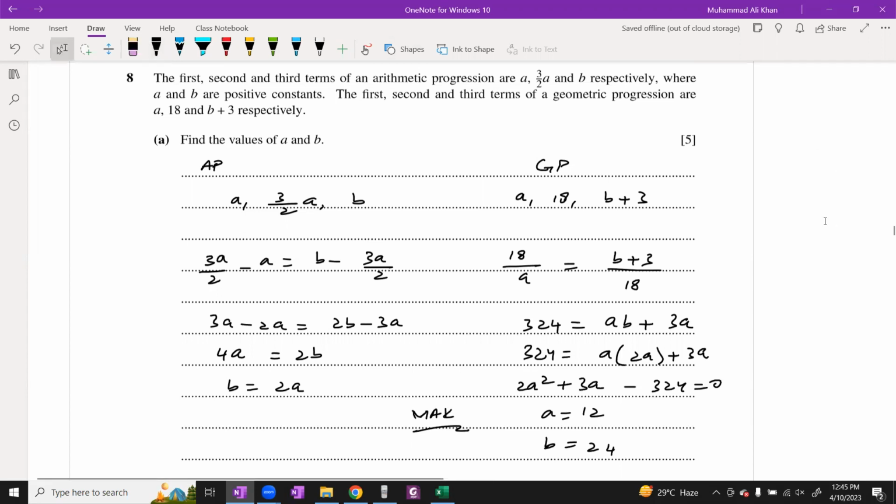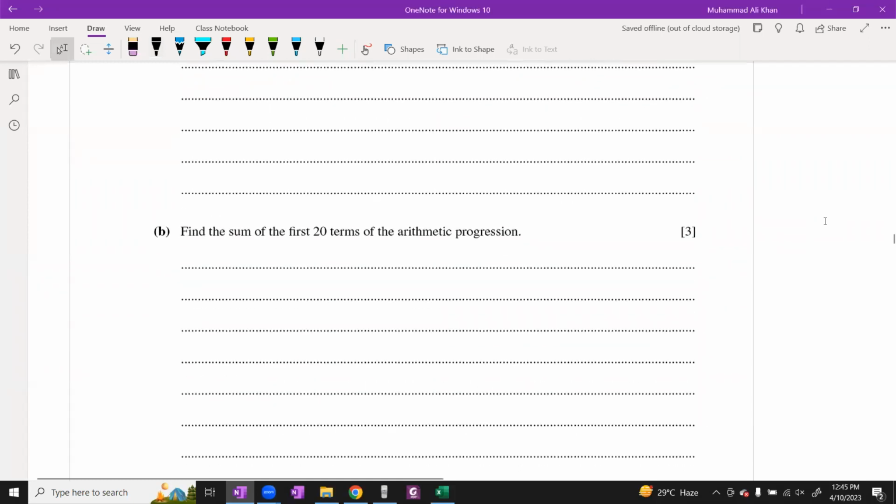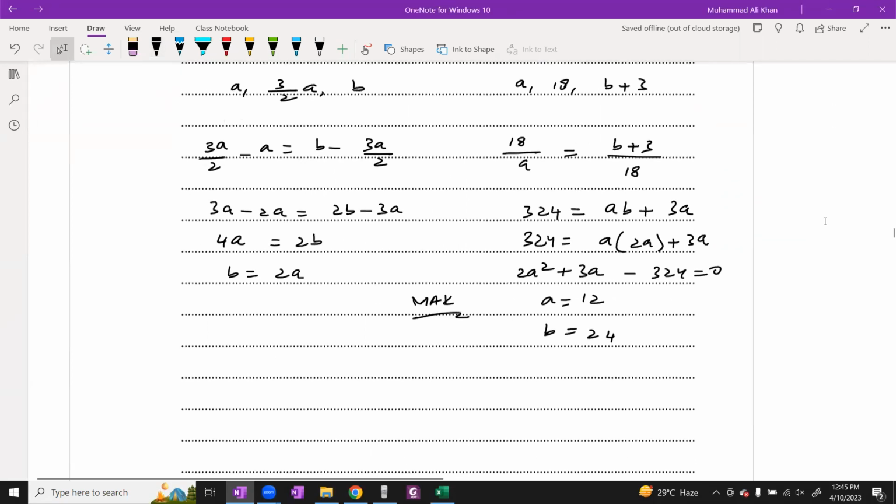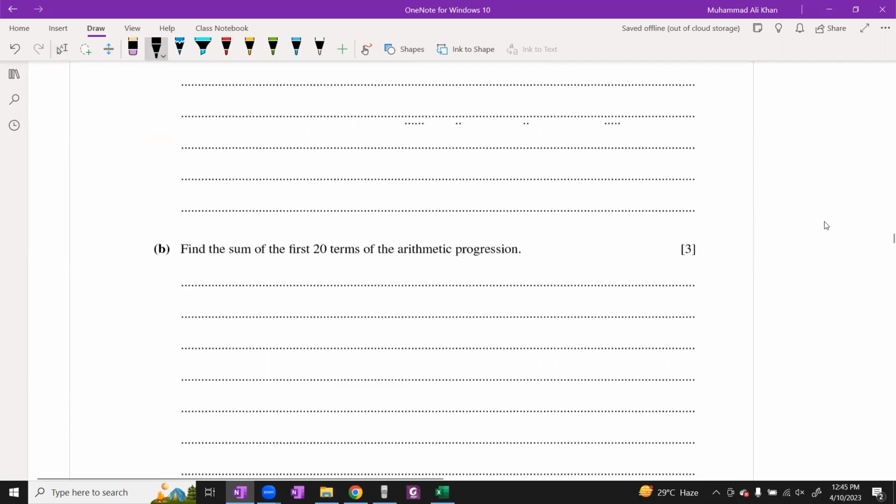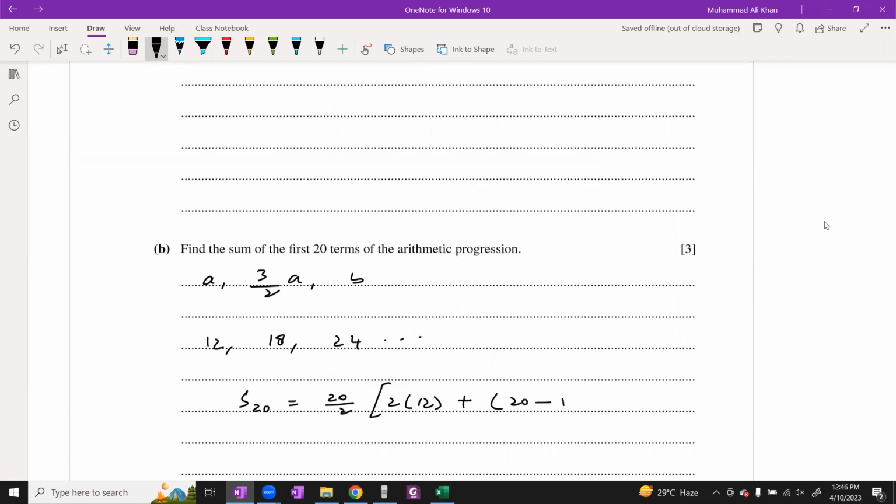Now, in the B part, this is part A. Part B is find the sum of the first 20 term of arithmetic progression. Arithmetic progression hai kya? a, 3/2 a, b. a की वैल्यू है 12, so it will be 12, 18, b is 24 and so on. Sum of the first 20 terms by using sum formula, Sn = n/2 (2a + (n - 1)d), common difference is 6. By using this formula, हम sum calculate कर सकते हैं, the sum will be 1380. Hopefully it is clear.